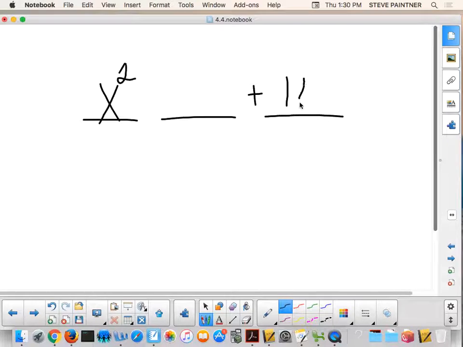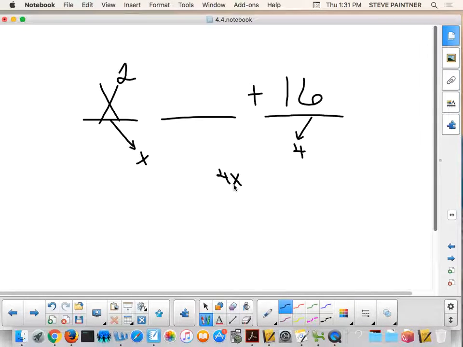Perfect in the front, perfect in the back. Here's the hard part, the middle term. What's the square root of this? x. What's the square root of this? 4. Then you take the 4 and the x, multiply them.